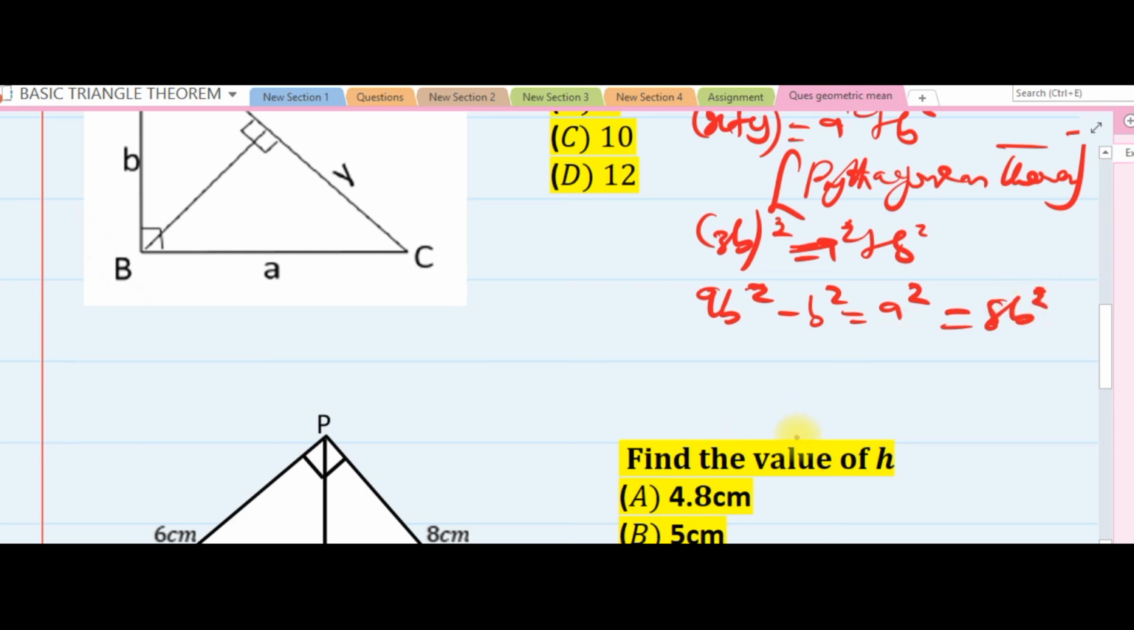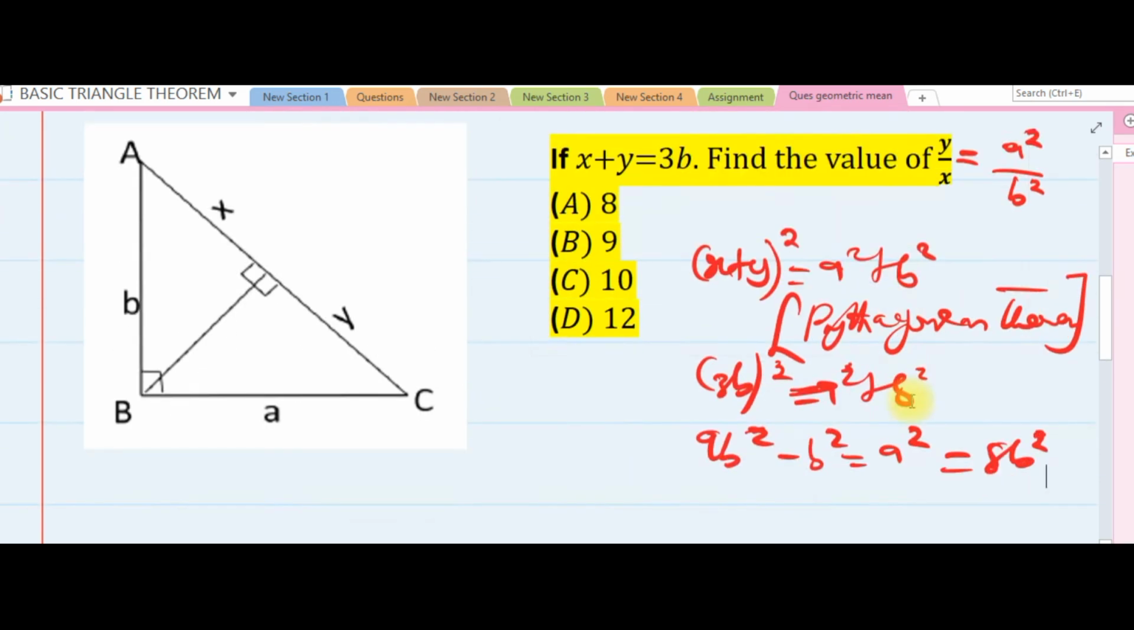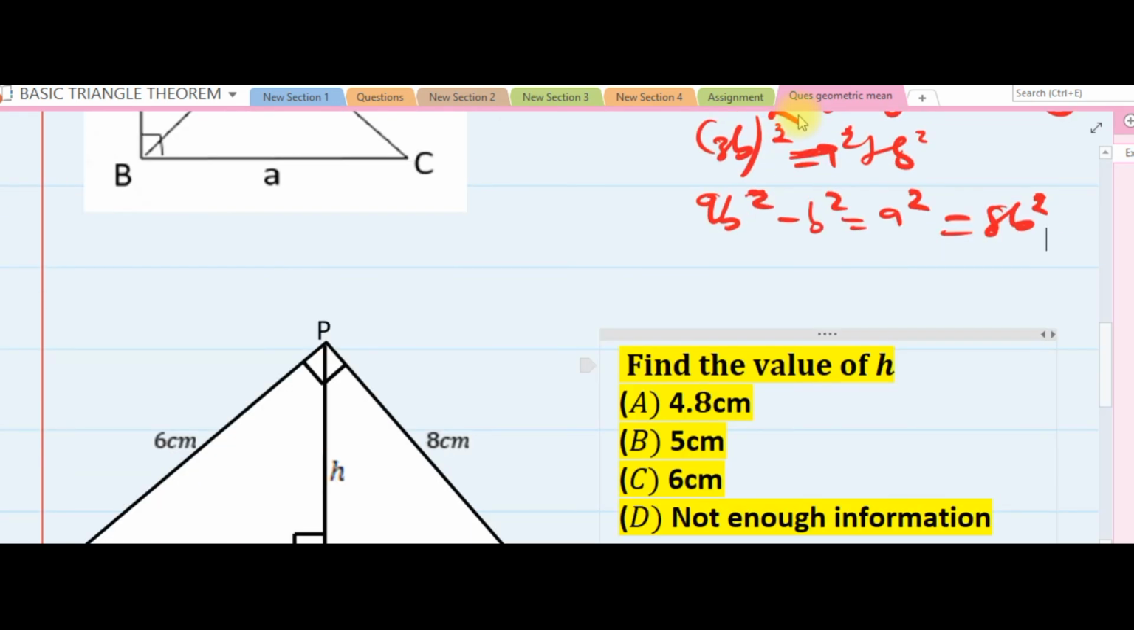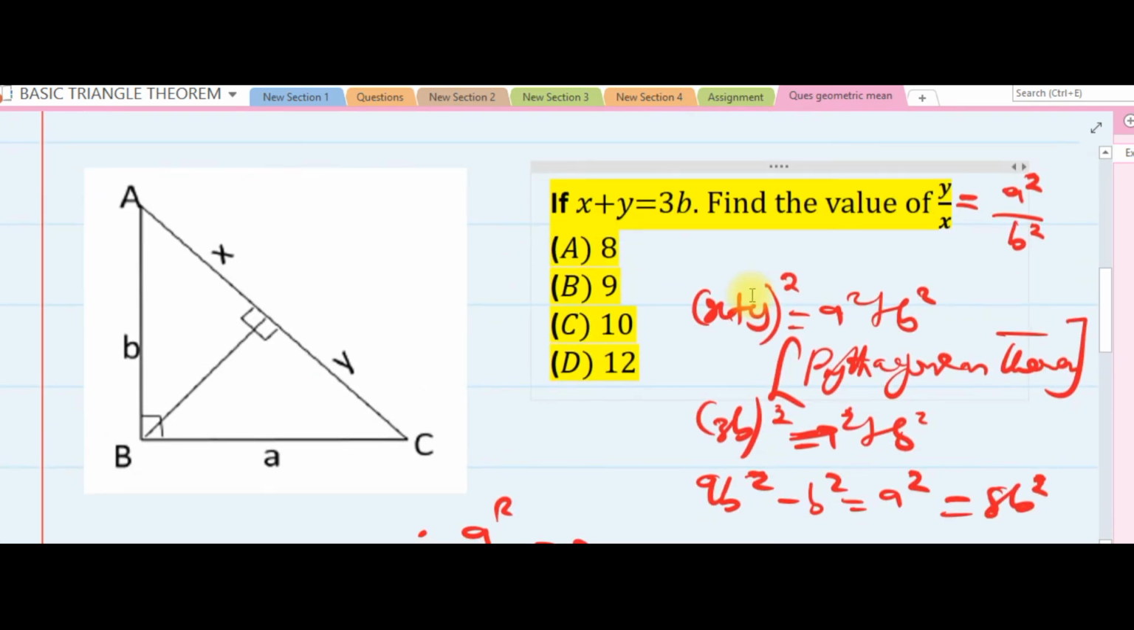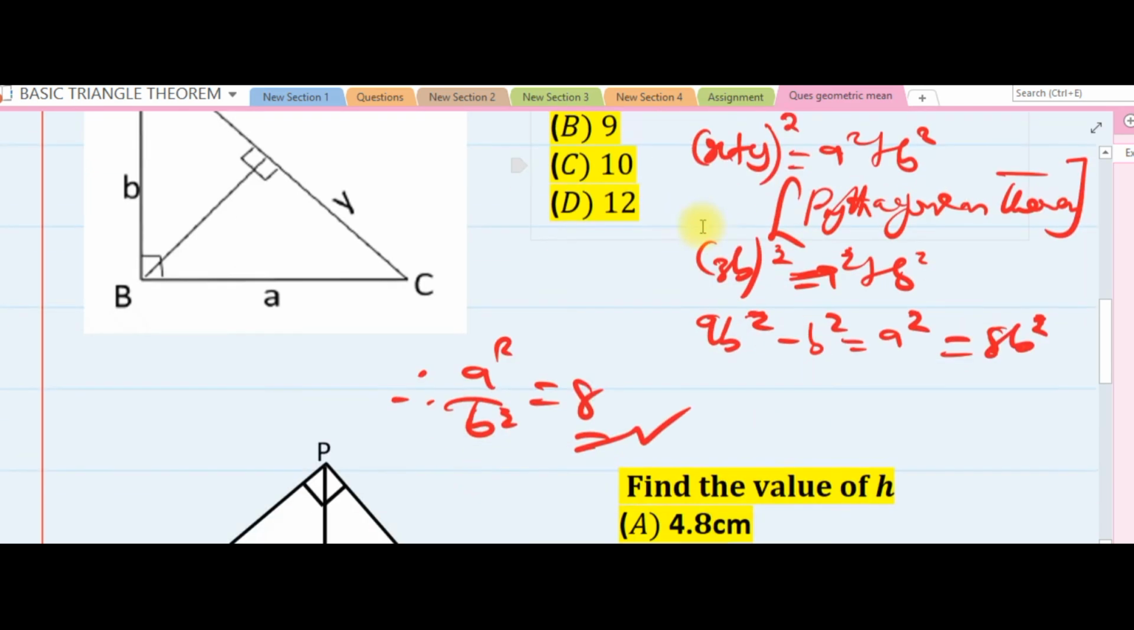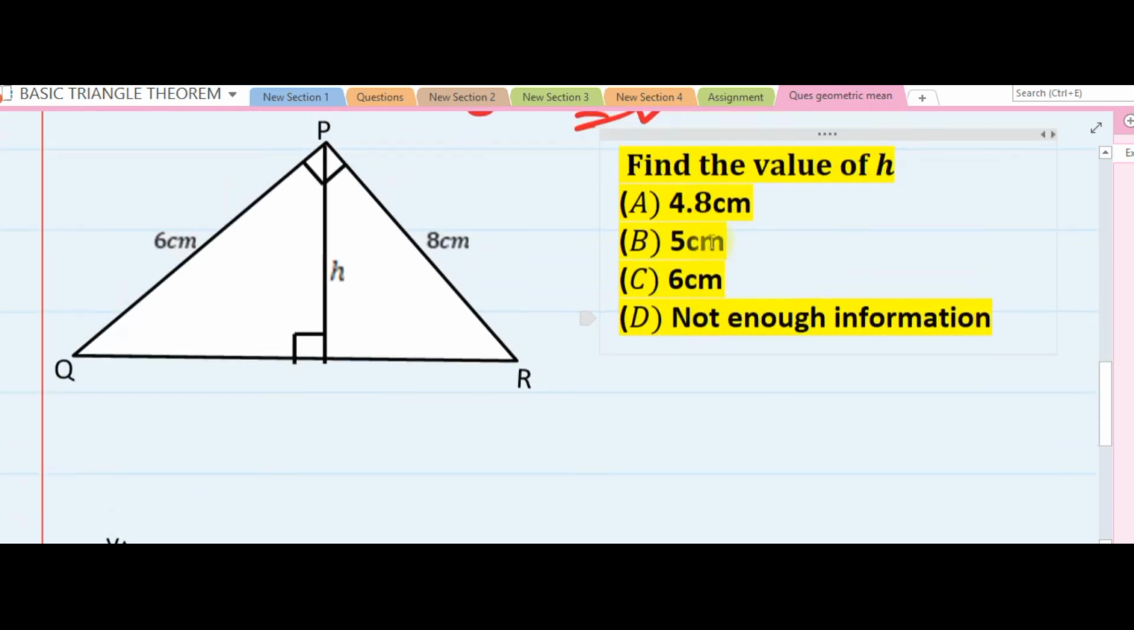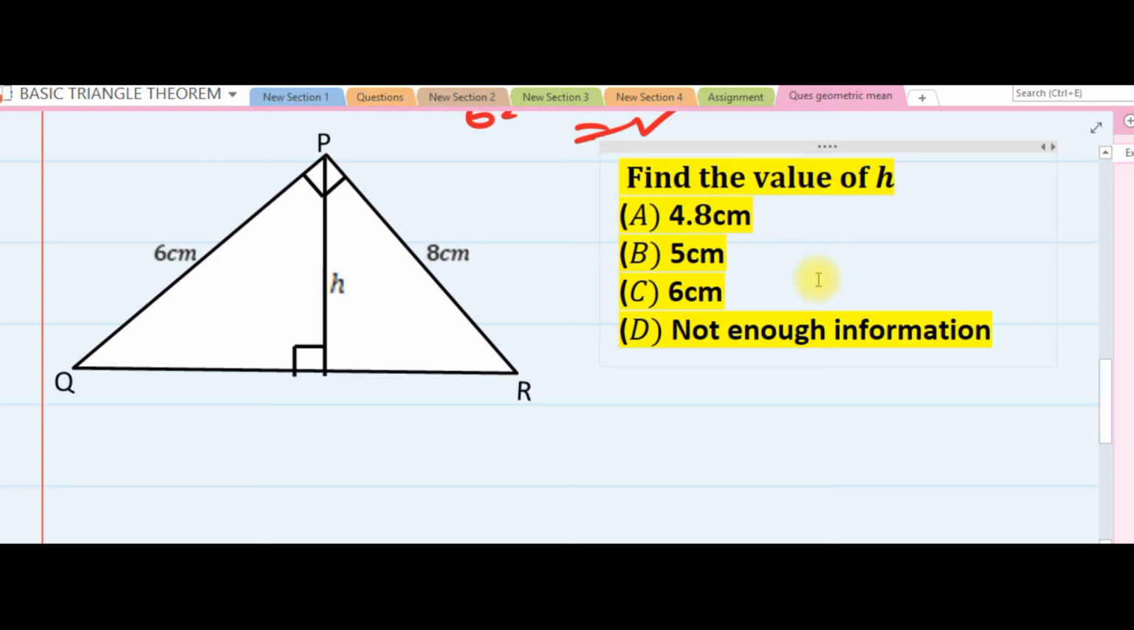So a squared must be equal to 8b squared, and we are asked to find a squared over b squared. Therefore, a squared over b squared must be equal to 8. So our answer is A.